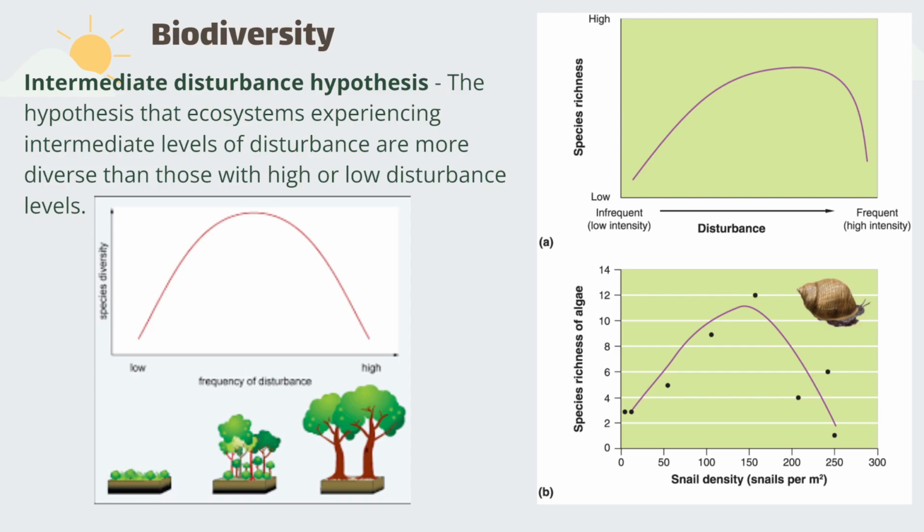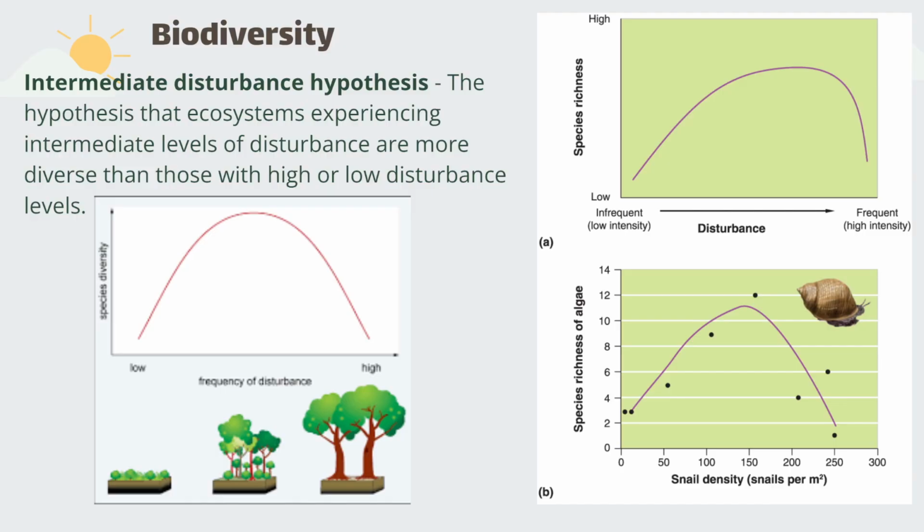Now, let's take a look at the intermediate disturbance hypothesis. This hypothesis suggests that ecosystems experiencing intermediate or mid levels of disturbance are more diverse than those with very high or very low disturbance levels. Look at the graph on the left. Species richness, the number of species, peaks when disturbance is intermediate.